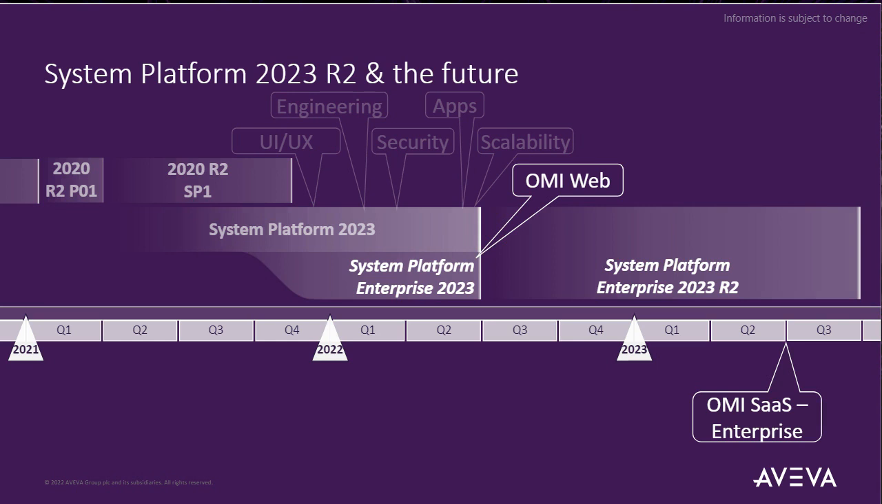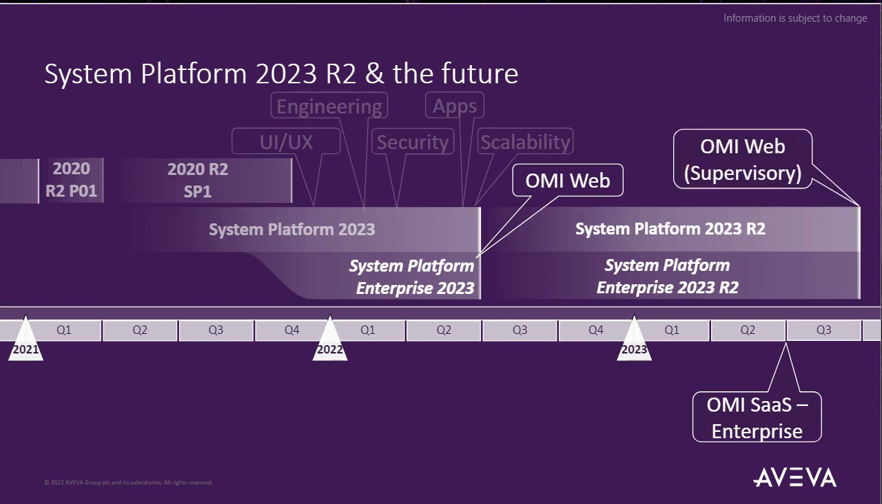And of course, we'll also have a System Platform 2023 R2, a supervisory one that's associated there. And the good news is we aim to, at that release, also release an OMI Web for the supervisory side of the world. So if you're very unhappy that we only have OMI Web on enterprise, you should be happy that we now have it coming out for the supervisory side. The reason why there's a delay is we needed those things to have much more parity in terms of features with the actual desktop version, so that we have a better understanding of that.